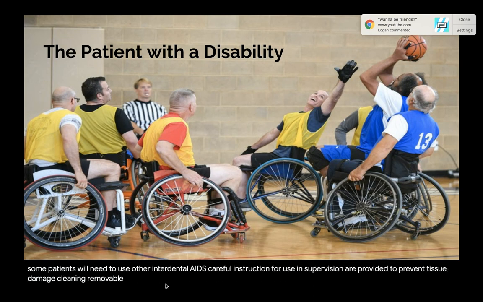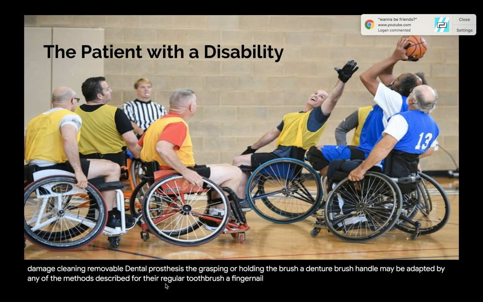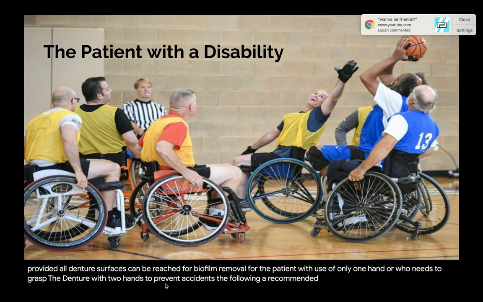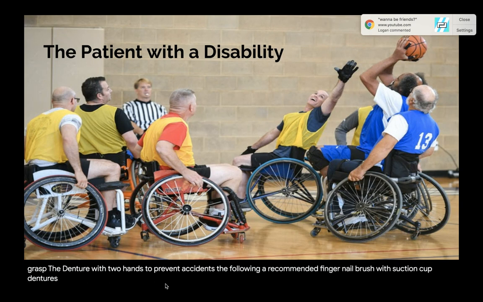Cleaning removable dental prosthesis. For the patient with difficulty grasping or holding the brush, a denture brush handle may be adapted by any of the methods described for the regular toothbrush. A fingernail brush may be used instead of a standard denture brush, provided all denture surfaces can be reached for biofilm removal. For the patient with use of only one hand or who needs to grasp the denture with two hands to prevent accidents, the following are recommended. Fingernail brush with suction cup, denture brush with suction cup. Can attach low inside the sink bowl as well.